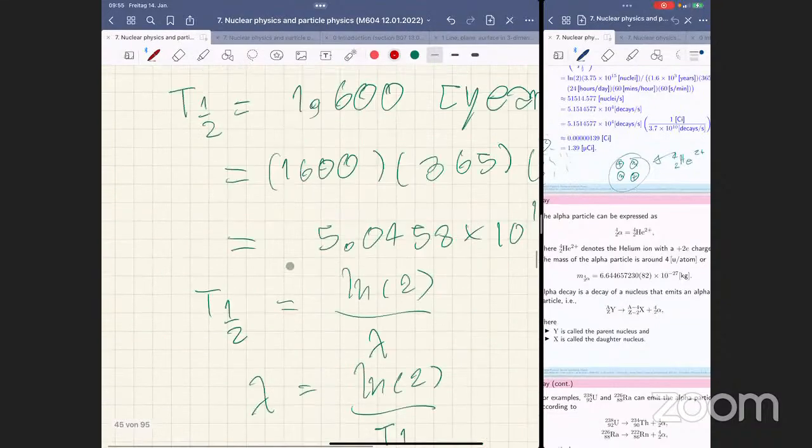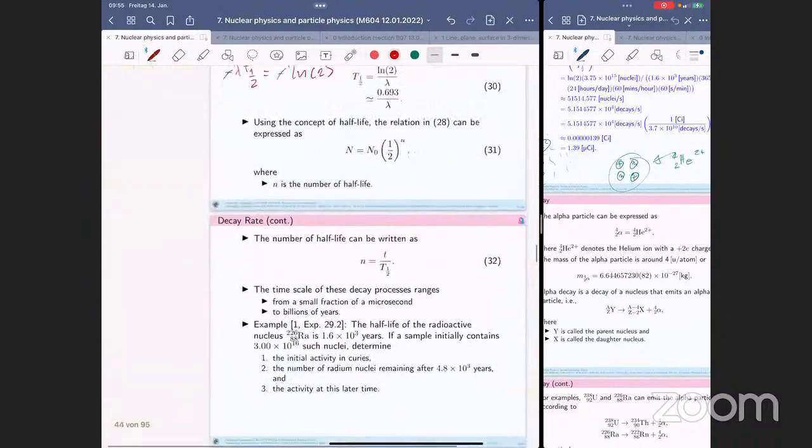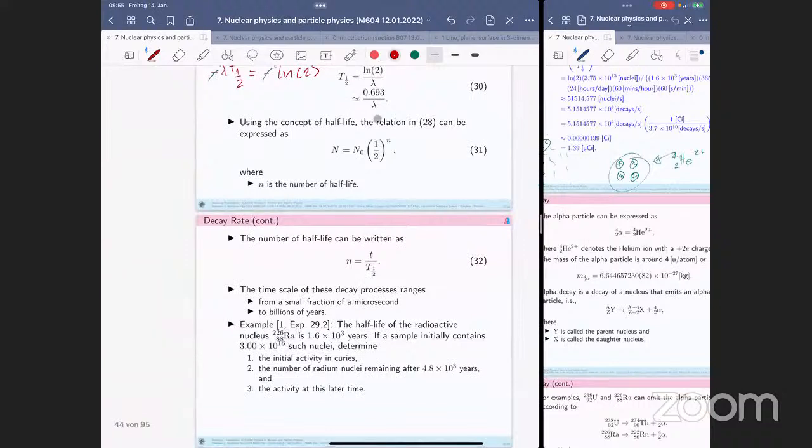So do any problem about decay rates or anything with the half-life and so on, like what I have shown you here. If you have any question, just let me know. See you next week.